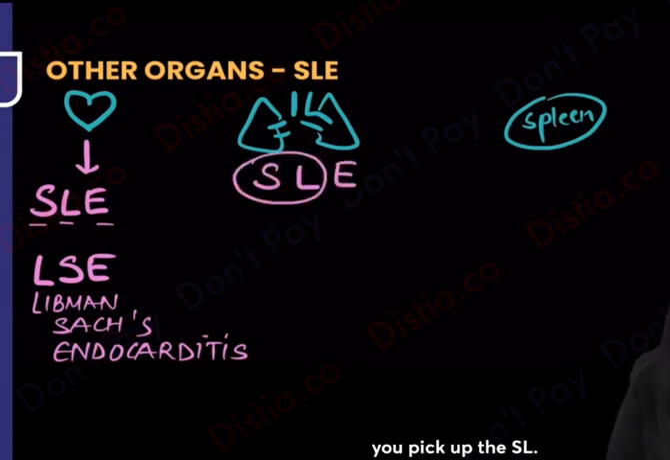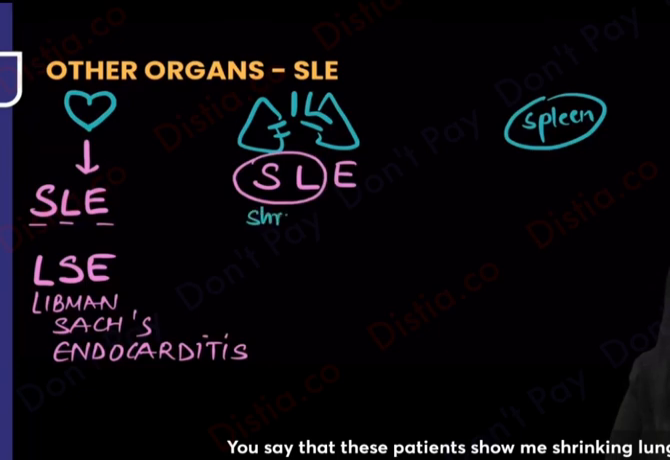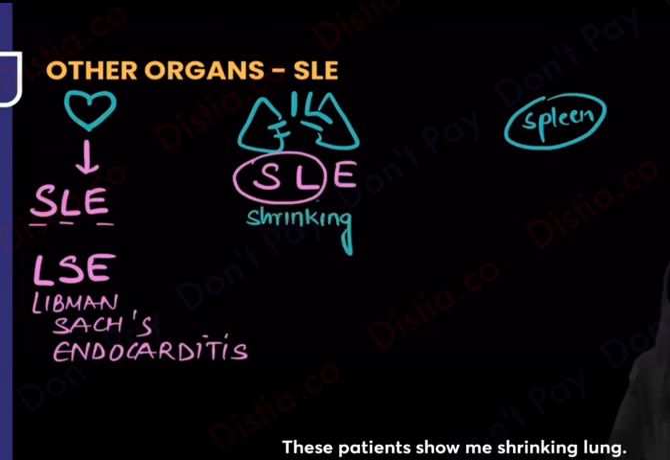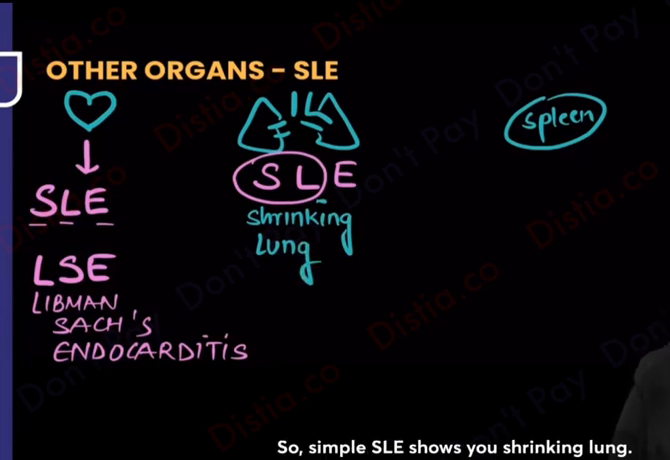You pick up the SL. You say that these patients show me shrinking lung. So simple, SLE shows you shrinking lung.